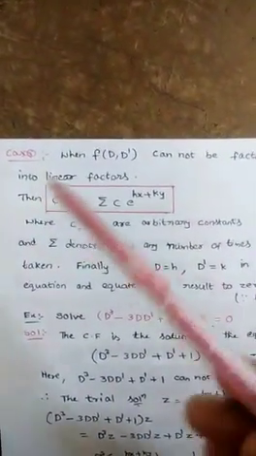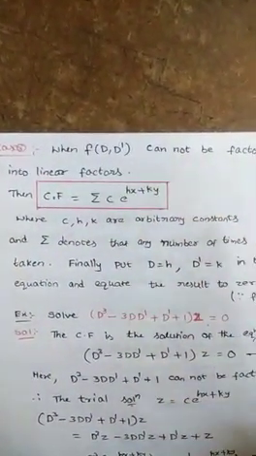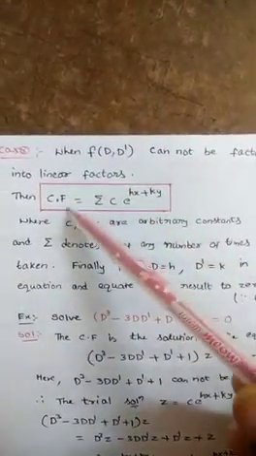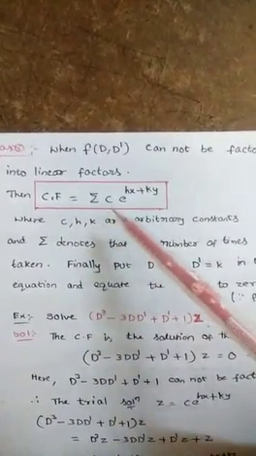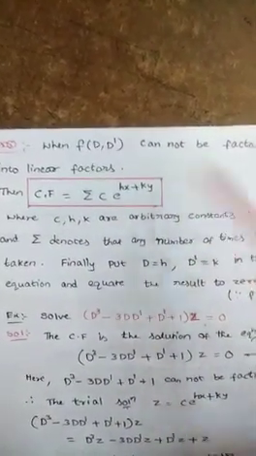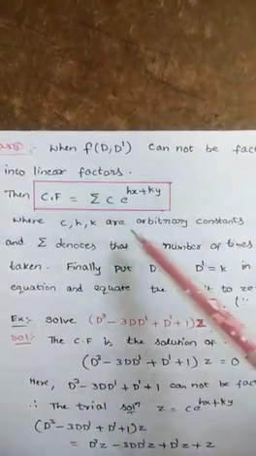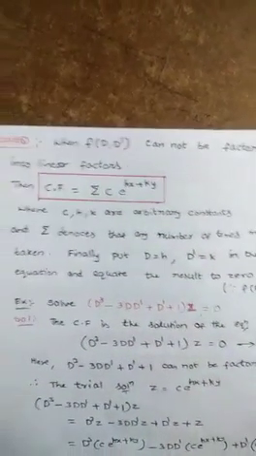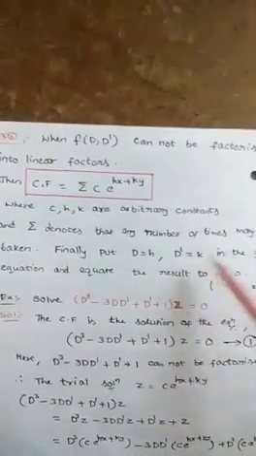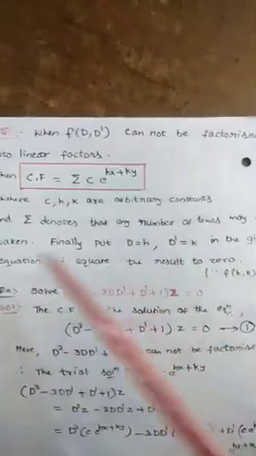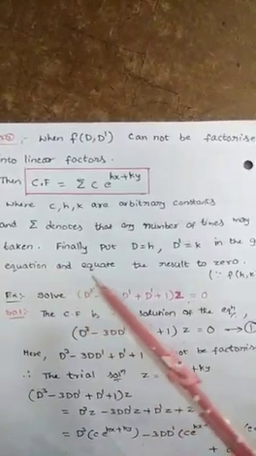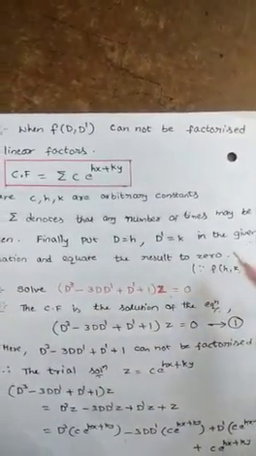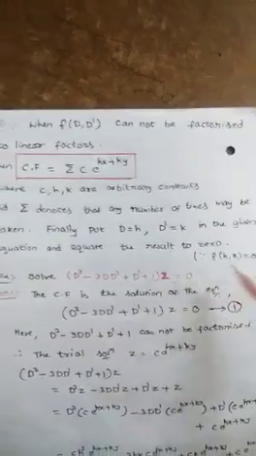Suppose in case f(D, D') cannot be factorized into linear factors. In such a case, we write the CF like this: summation of c e^(hx + ky). What are c, h, k here? They are nothing but arbitrary constants or parameters. The summation denotes that any number of terms may be taken. Finally we put D equal to h and D' equal to k, so that the expression in h and k is equal to 0.